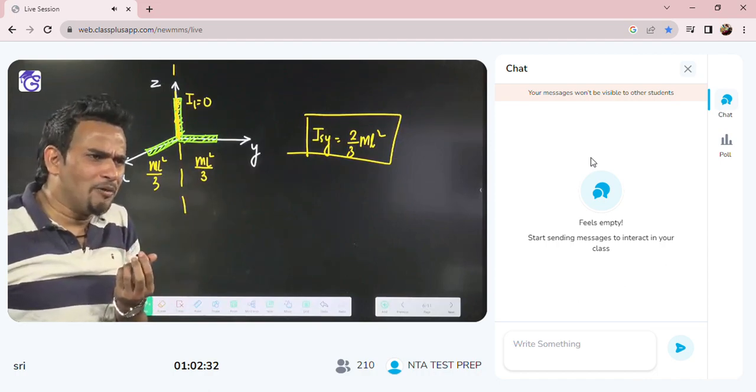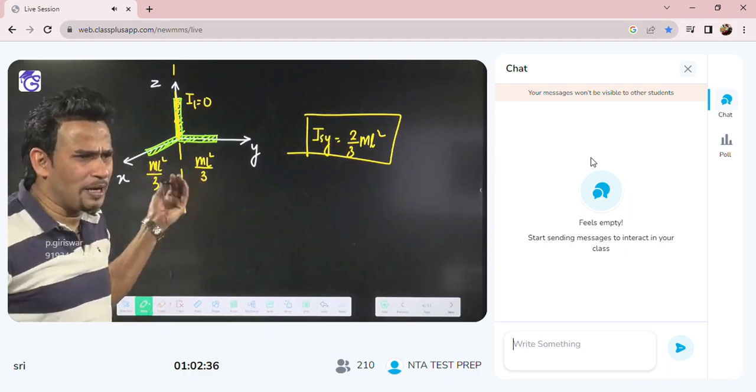Why use the perpendicular axis theorem? This is a 3D body now. How do you use the perpendicular axis theorem?